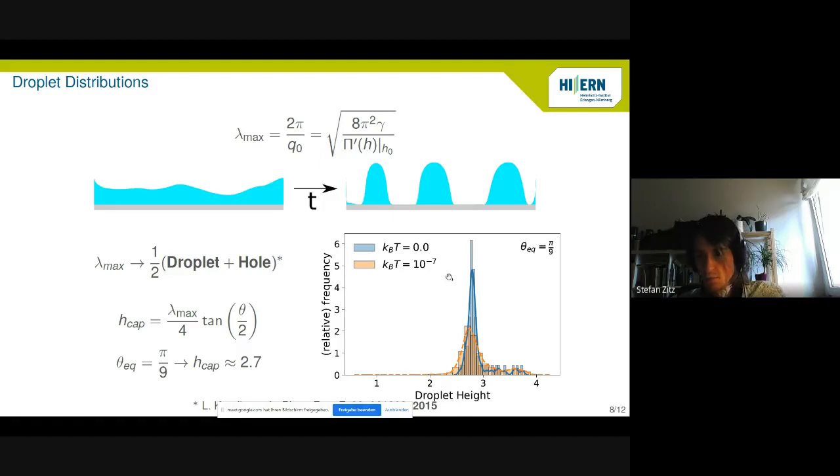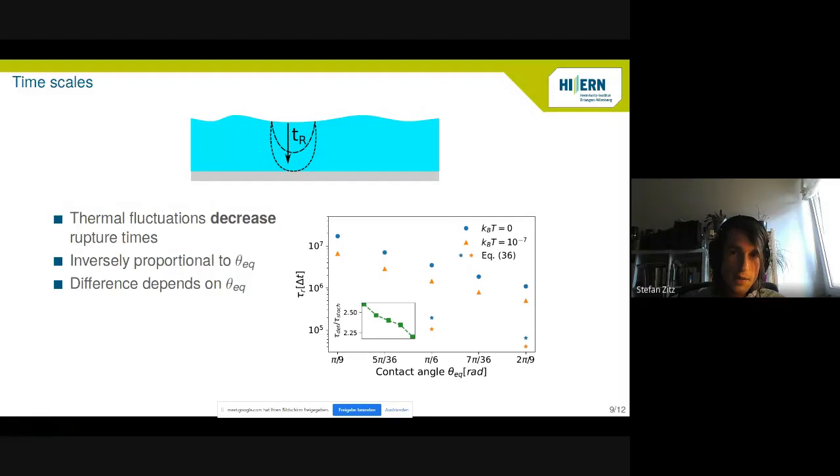And here's what we take out from our simulations: our droplet distribution for the deterministic case is very narrowly peaked around this single height, while for the stochastic, we see that this is much broader. And what was fairly interesting is that droplets are moving to smaller heights, so higher energetic states, because it's more surface area. Now, going back, after performing these tests, we are coming back to the question of time scales.